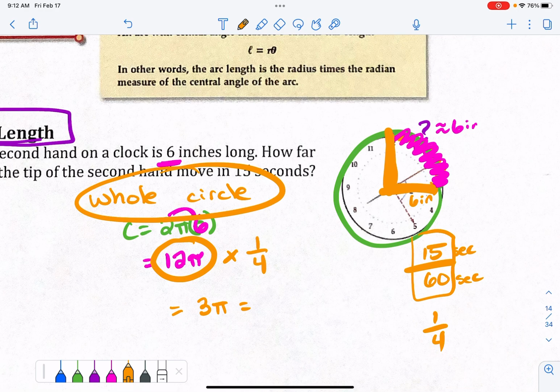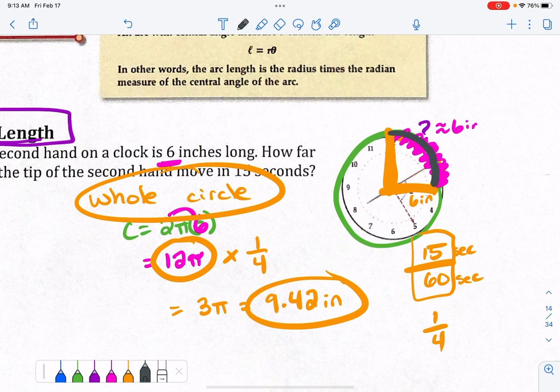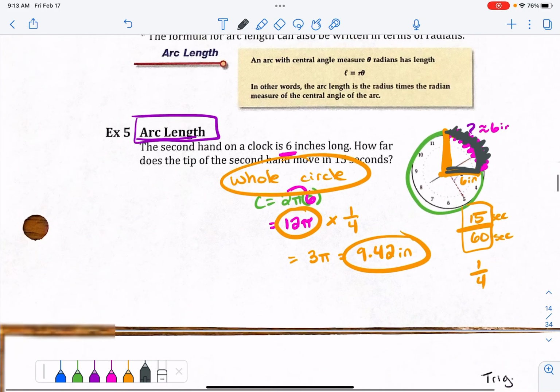Oh, shoot. 3 times, where's my pi been? Pi. 9.42 inches is how far it is traveling from here to here. And that's kind of what we said, right? This is 6, this has to be a little bit more than that because lengthwise this looks more than 6 inches, okay?